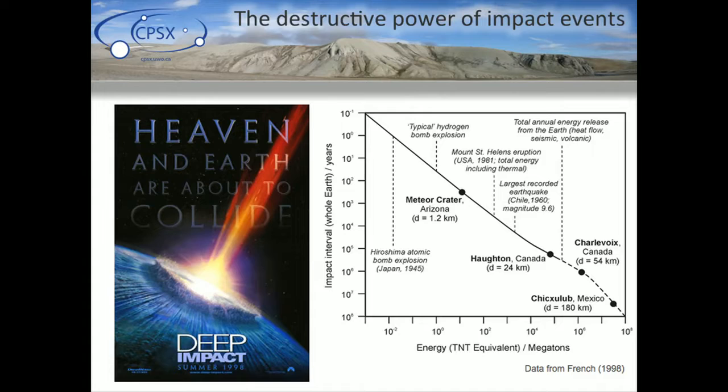So, the destructive power of impact events. I think the movie Armageddon came up at this table over dinner, and I forget how we got onto Armageddon, but I think it was in between the Newfie jokes and something else, from what I remember.